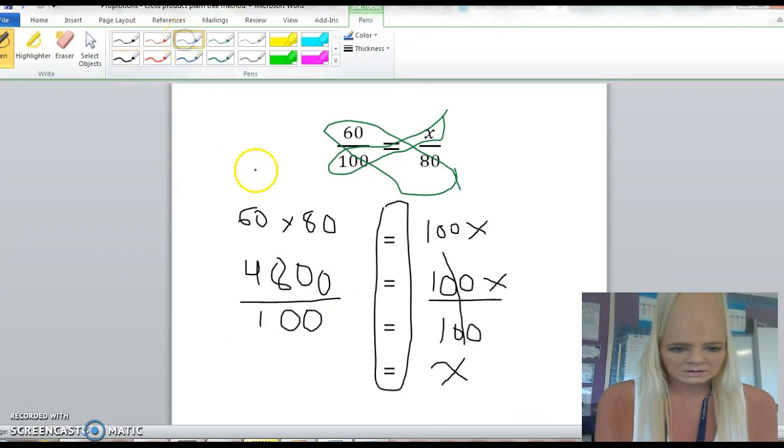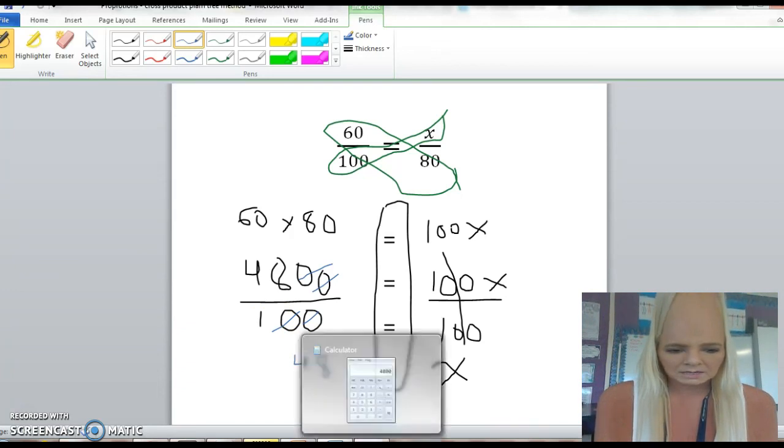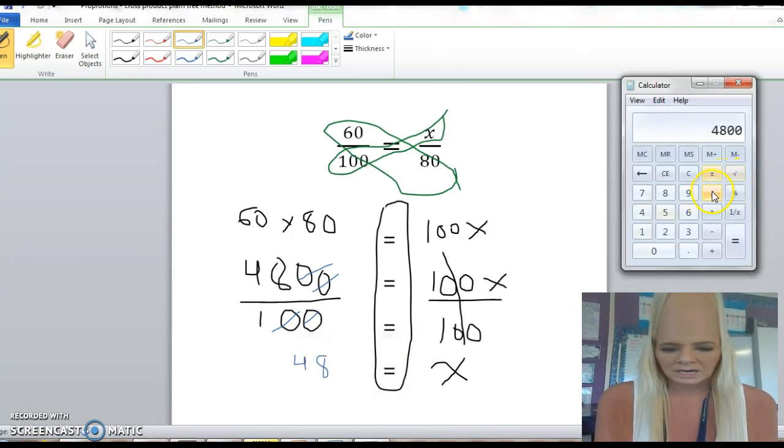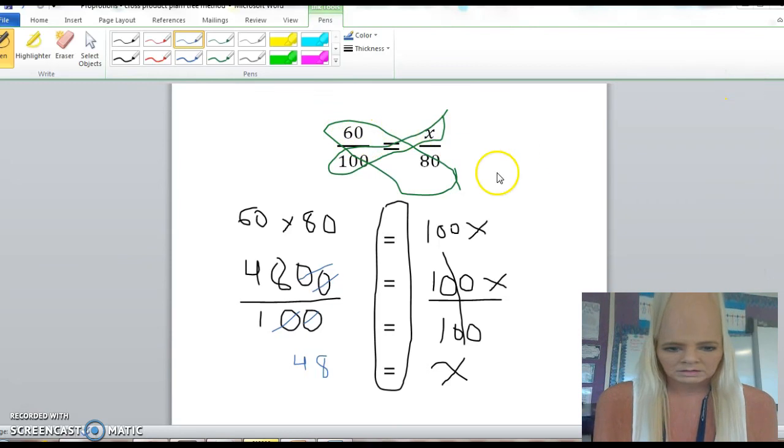One trick I can do here, if I cancel out these two zeros, I'm left with 48 over 1. This is also the same as 48. Now to double check that, I'm going to take 4,800 divided by 100, and I get 48. That means in order to be proportional to 60 cups of juice to 100 cups of ginger ale, I could also have 48 cups of juice to 80 cups of ginger ale. It'll taste the same, it'll just be a smaller amount.